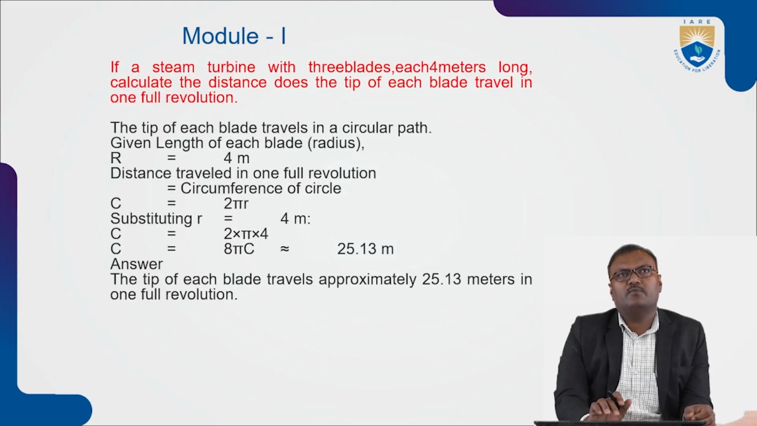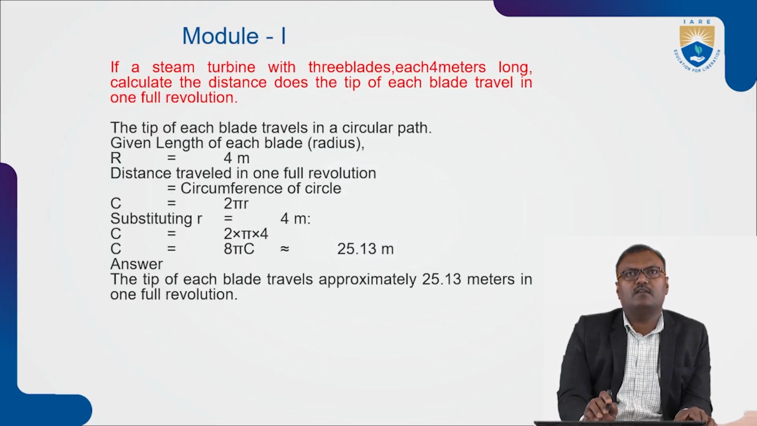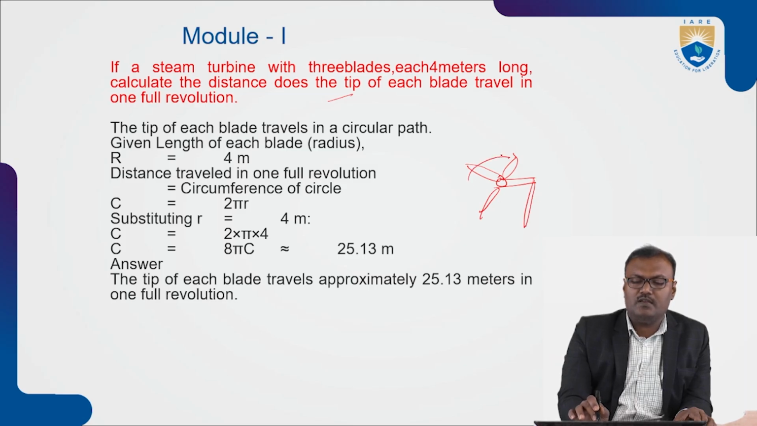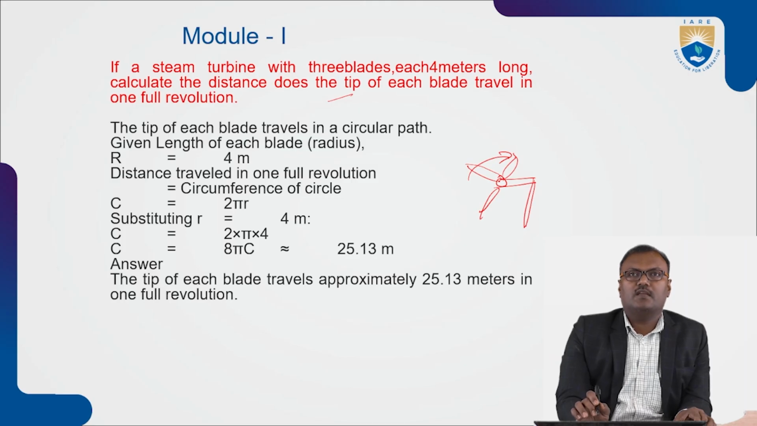Next type of problem: if a turbine has 3 blades each 4 meters long, calculate the distance the tip of each blade travels in 1 revolution. When we are talking about a wind turbine, it has 3 blades supported by a turbine structure and moving in one particular direction. Each blade is 4 meters long, and we calculate the distance the tip of each blade travels in one complete revolution.